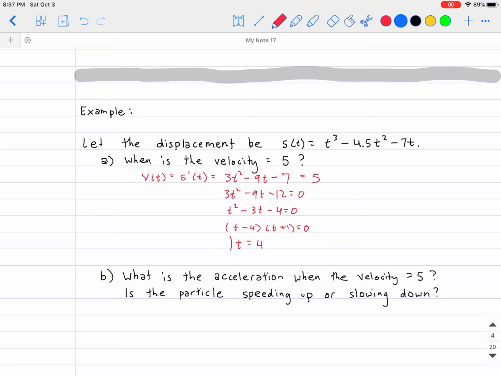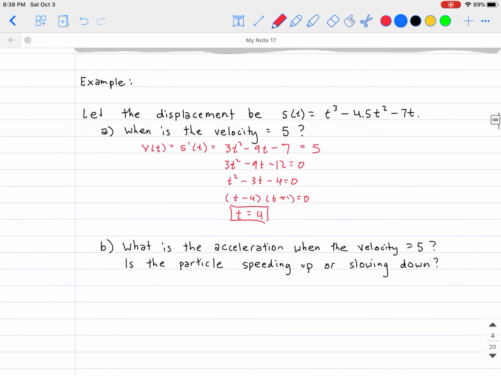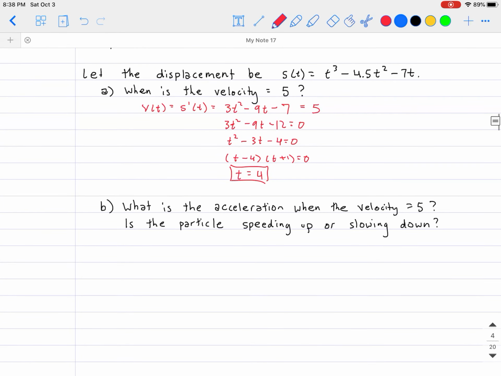And that means my t is going to be equal to 4. Technically, t is equal to 1 also, but we're not going to consider negative time, just to keep it simple. Well, there it is. That's going to be my time then.